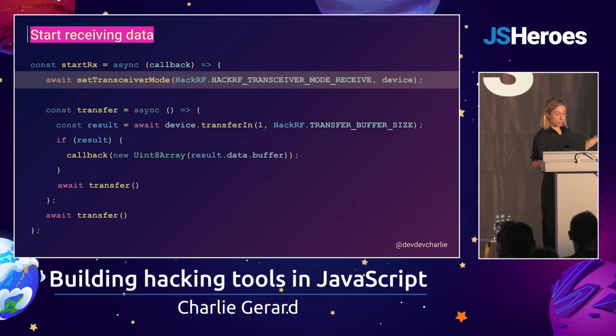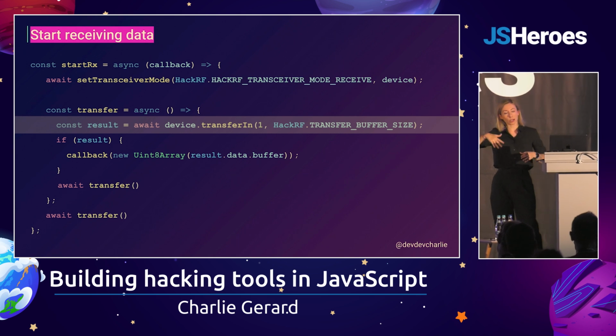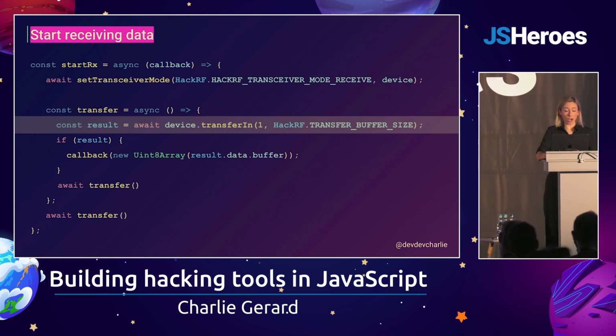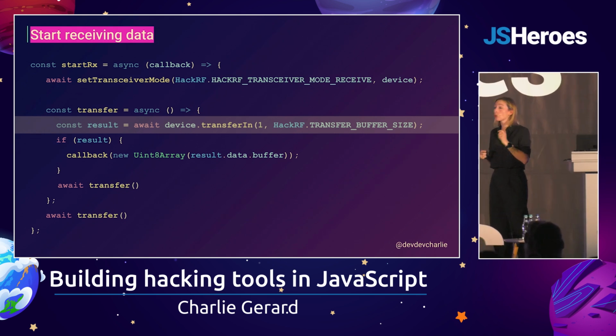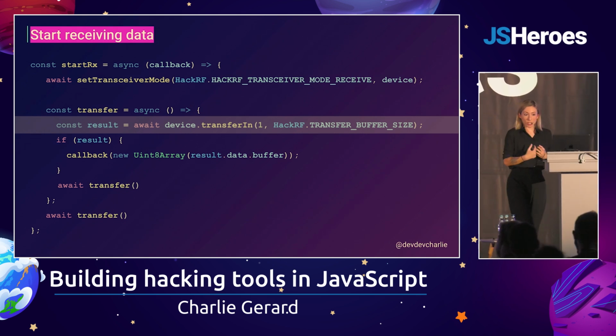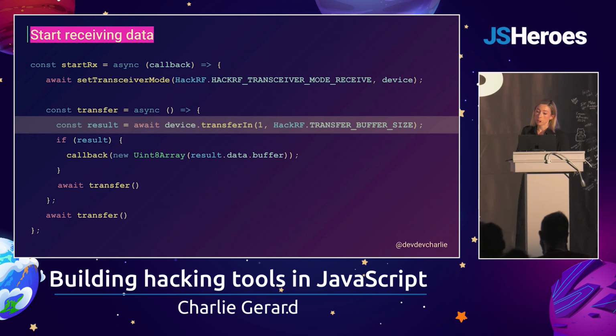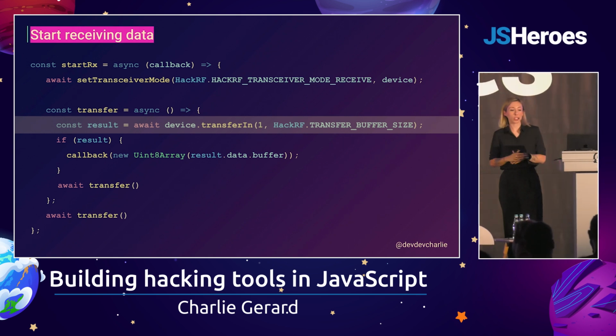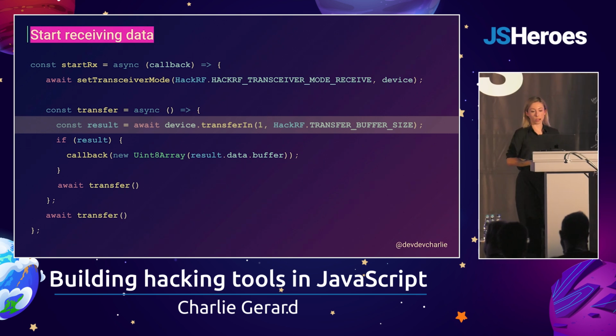I'm not going to show you exactly what that set transceiver mode function does, because it's the same thing: control transfer out, and then the specific request. And then we have a transfer function where, with the WebUSB API, when you're ready to receive data, you have to call transfer in. And the number 1 is just the integer to say I'm in receiving mode, just the same as above.